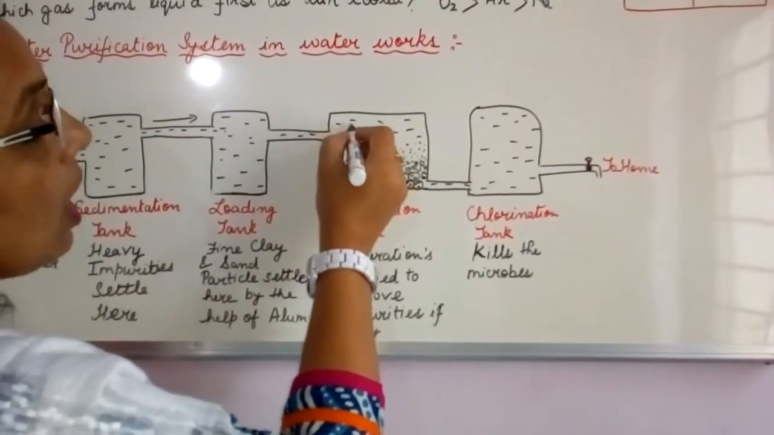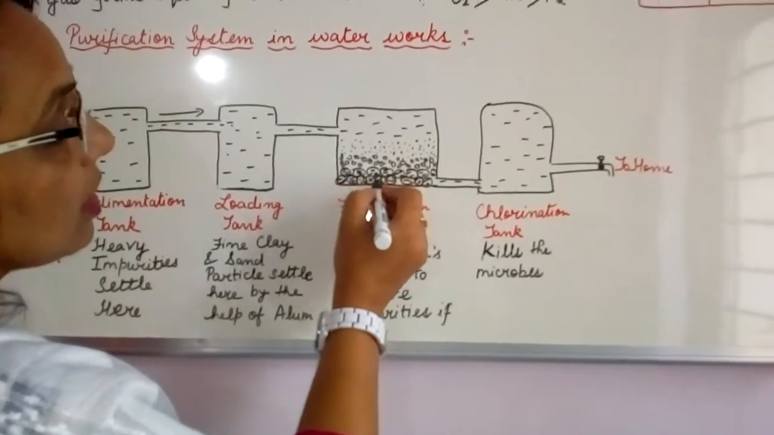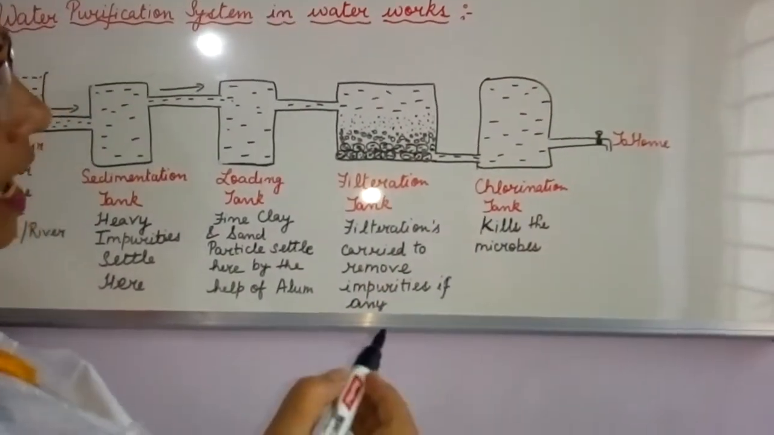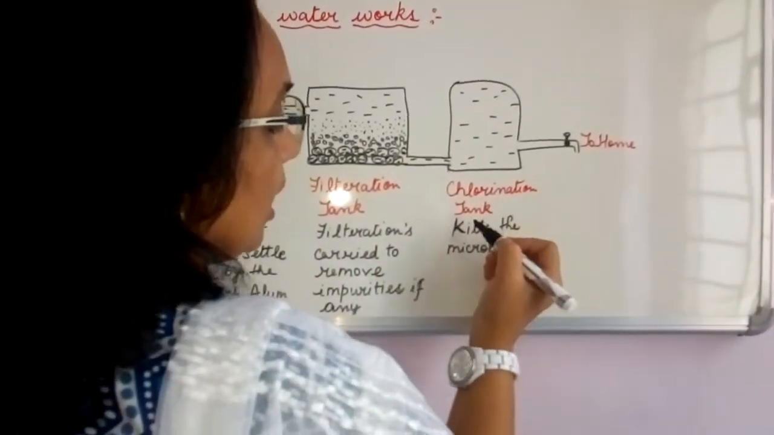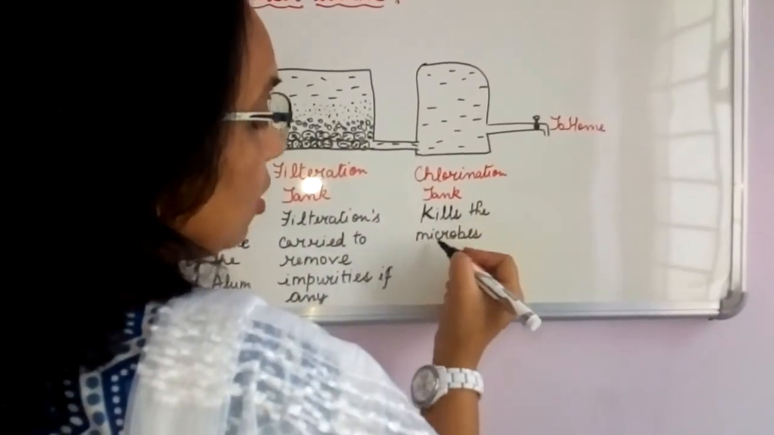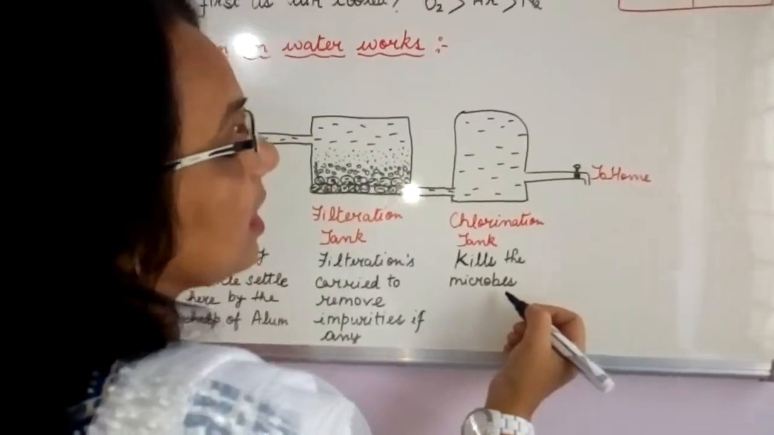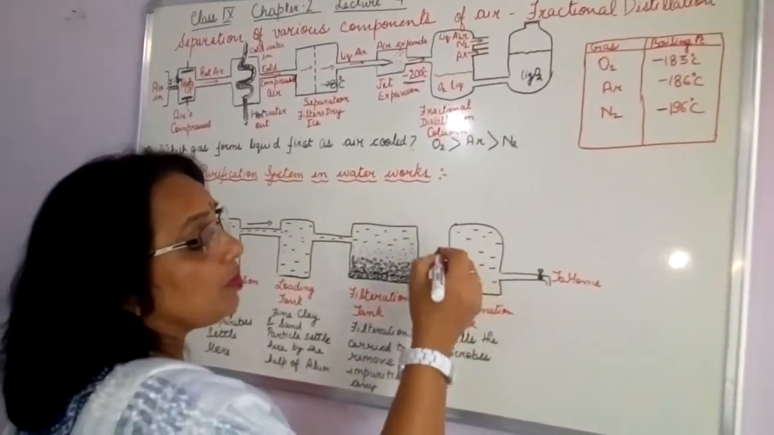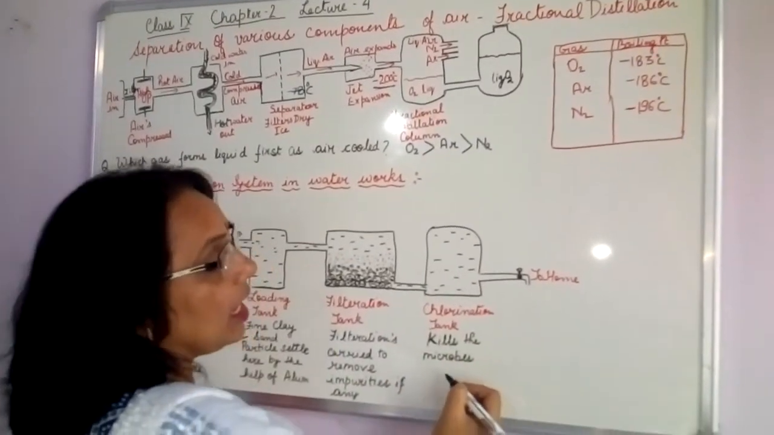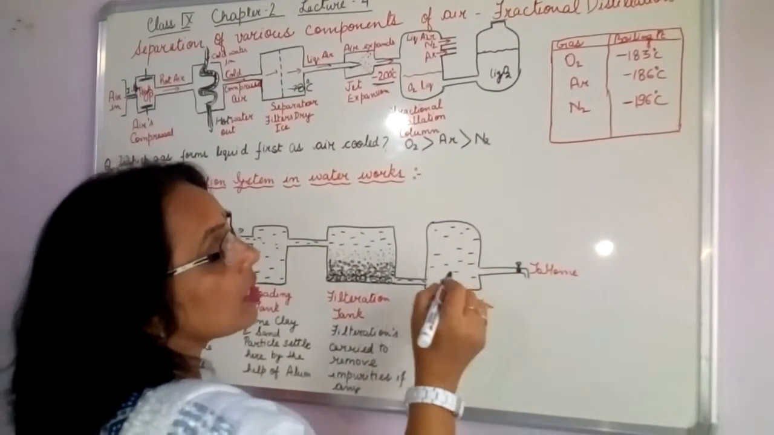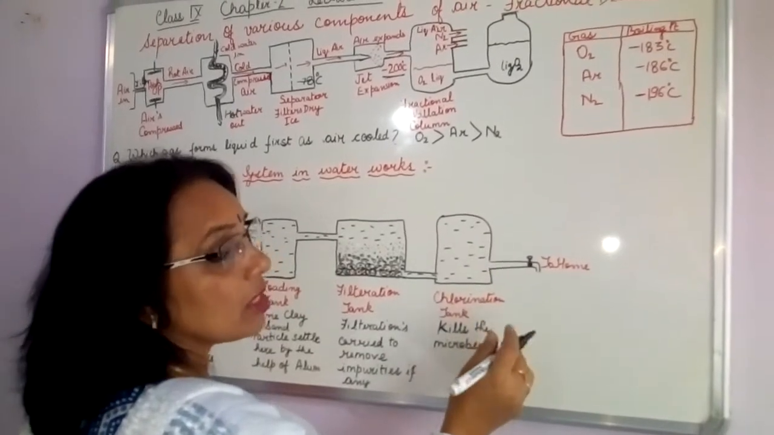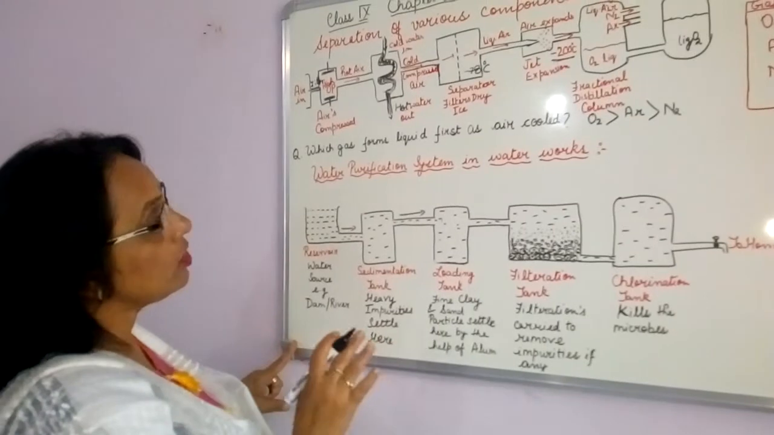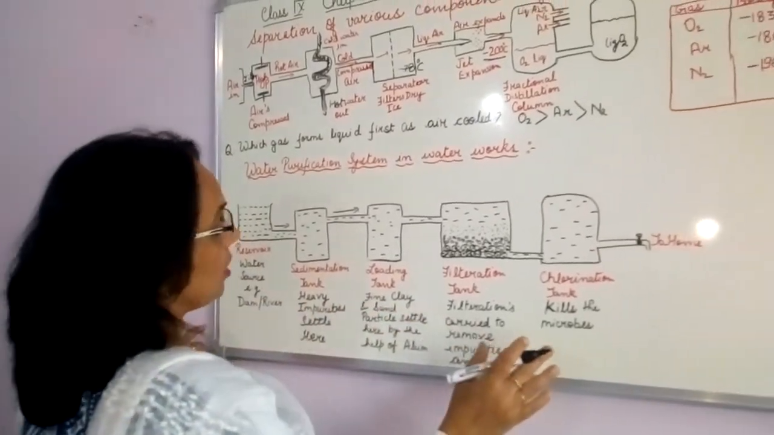So the water now seeps into these 3 layers, and the clear water now moves into the last tank, which is known as the chlorination tank. In the chlorination tank, with the help of chlorine or bleaching powder, the microbes are killed, and now the water is fit for supply to various homes. So these are the processes which take place during the water purification system.